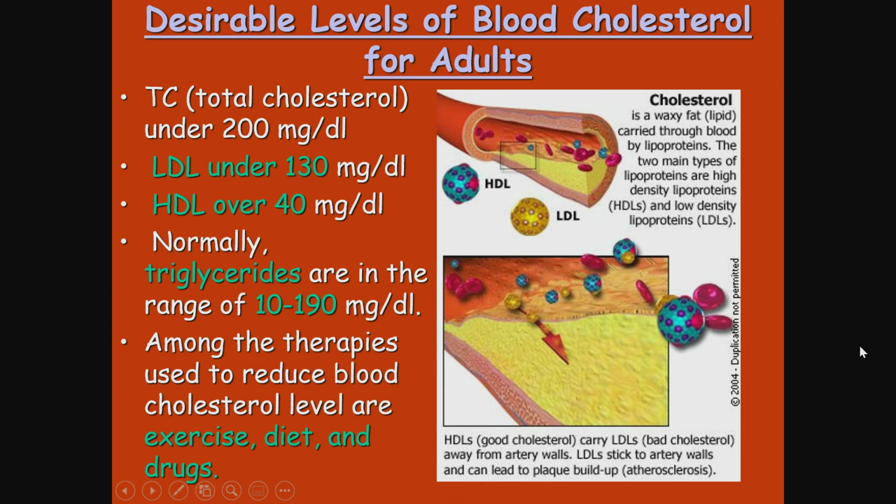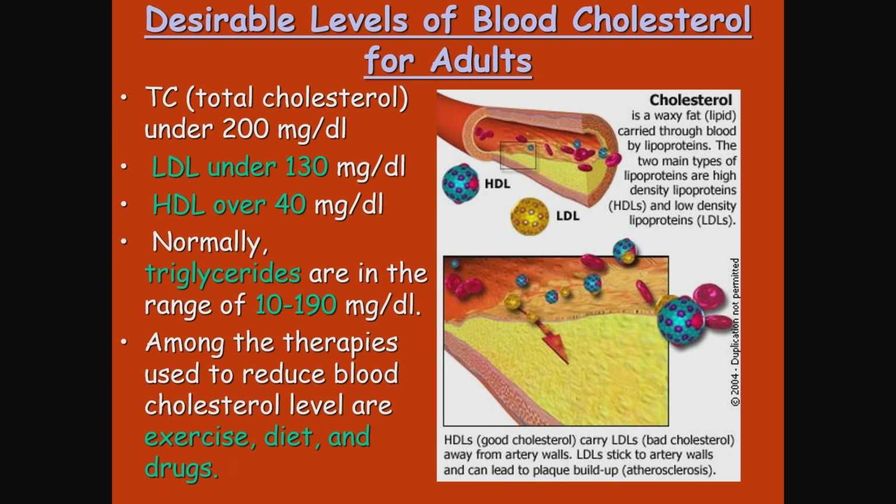So the total cholesterol should be under 200. LDL should be under 130. HDL should be over 40. And we talked about in the digestive system that the only way to improve your HDL is through exercise. You can lower LDL through diet.